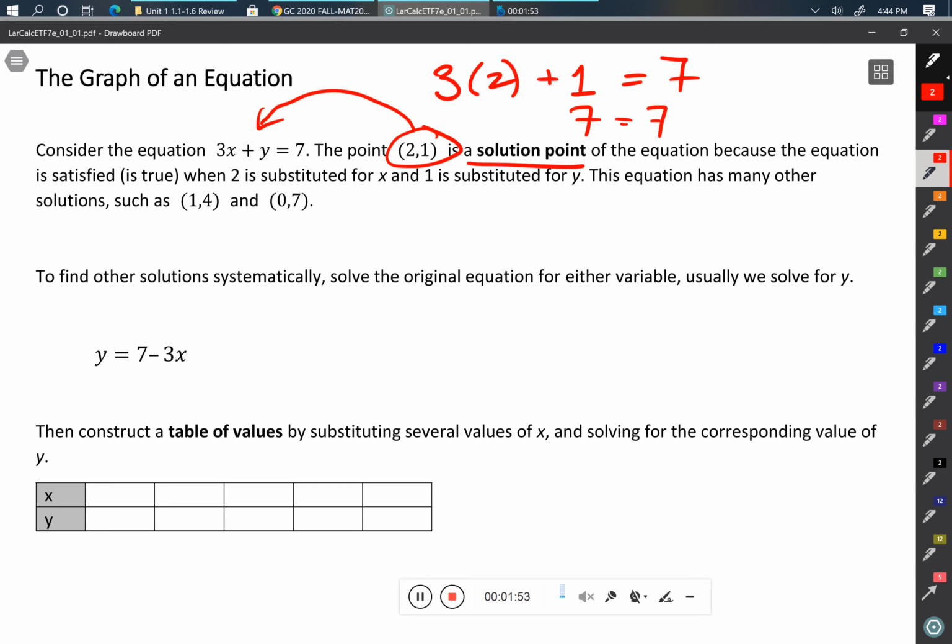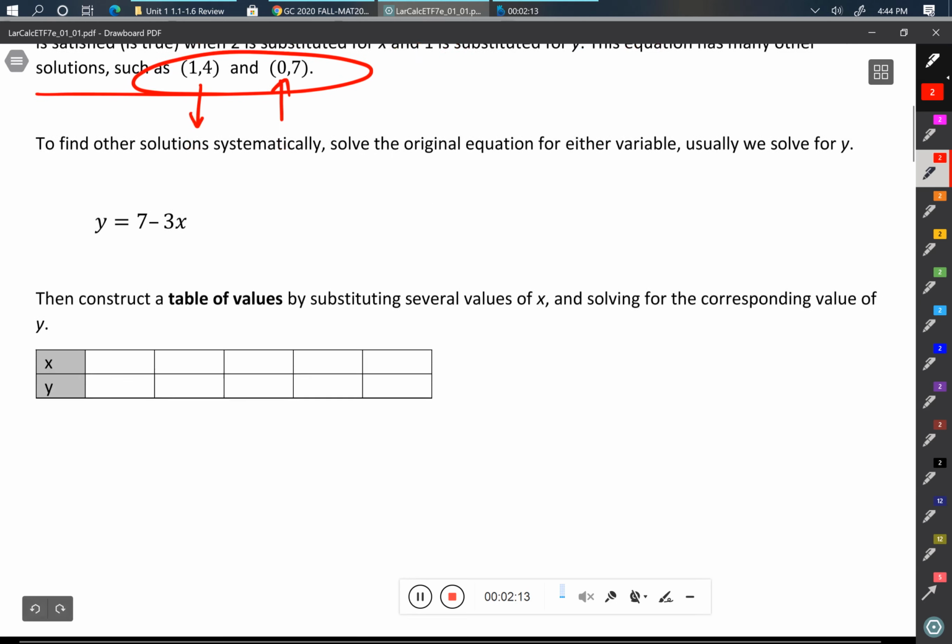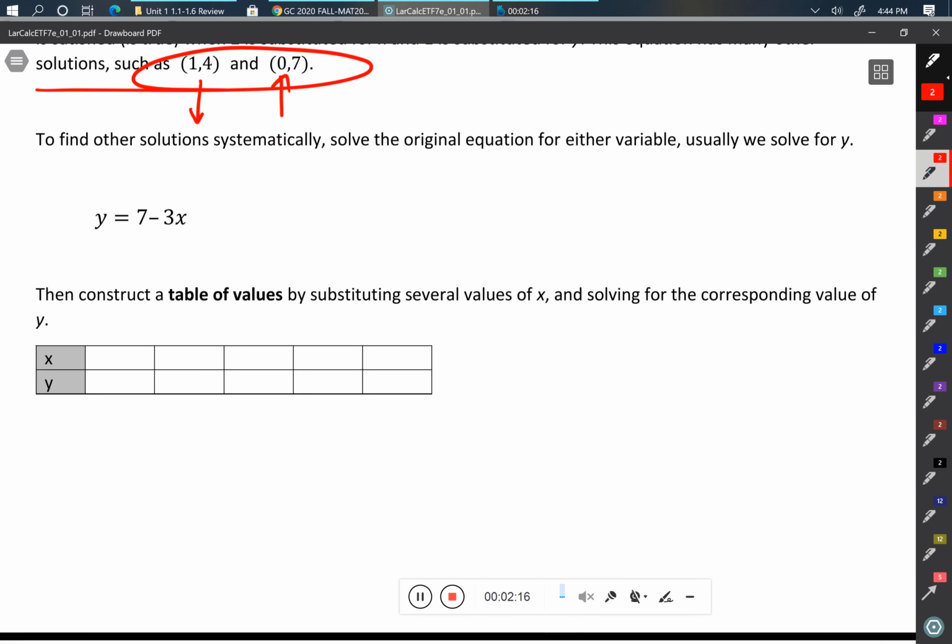Right? Given that this is an equation in 2 variables, there is the possibility for multiple, or infinite for that matter, solution points. And there are other solution points. For example, (1, 4) and (0, 7) are also solution points for that equation. If your job was to find solutions, one way to do that systematically is to solve the original equation for either variable. Now, traditionally, we usually solve for the variable y. We call that the dependent variable, and x the independent variable.